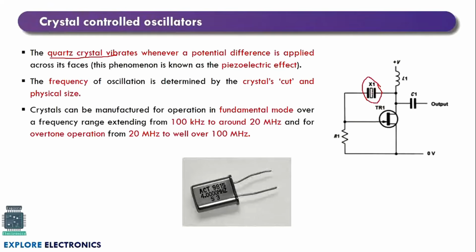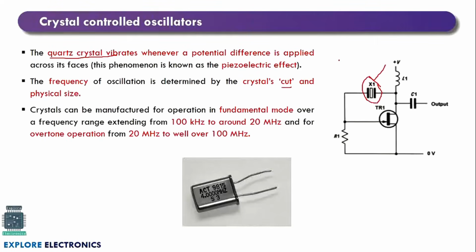This crystal can be related to the electrical quantity as an RLC circuit. And when this crystal vibrates, that phenomenon is called the piezoelectric effect. Because of the potential difference, the crystal vibrates. Here the kind of crystal we are going to use is quartz crystal, and that effect is the piezoelectric effect. So the output will be a continuous wave here. The frequency of oscillation depends on the size of the crystal as well as the cut of the crystal.